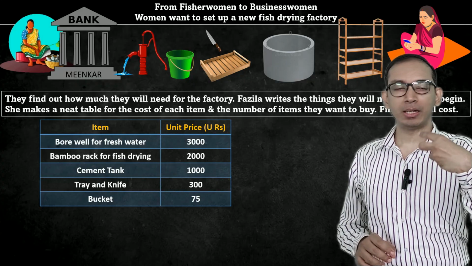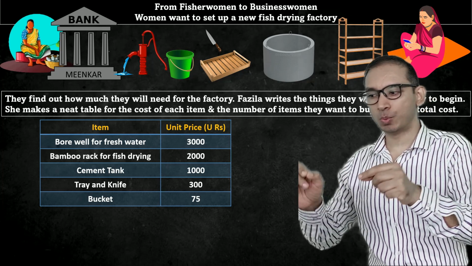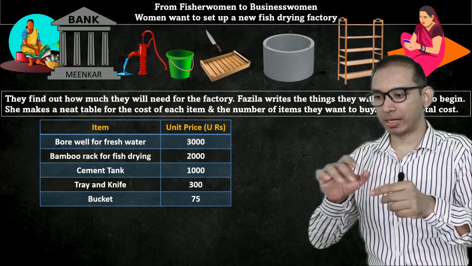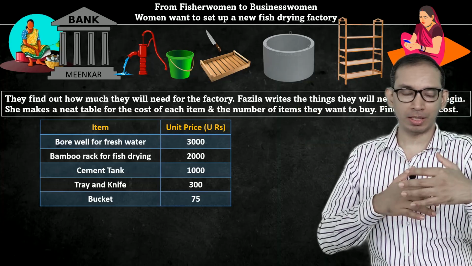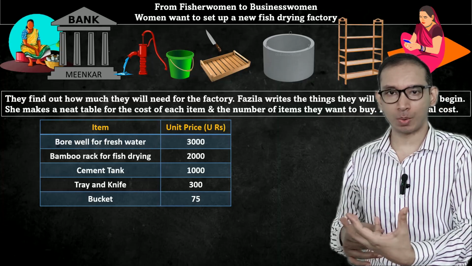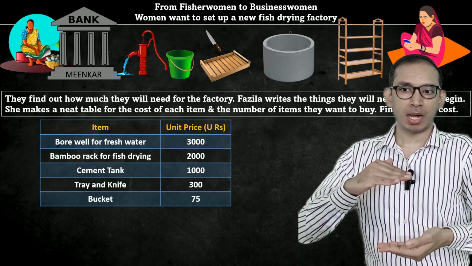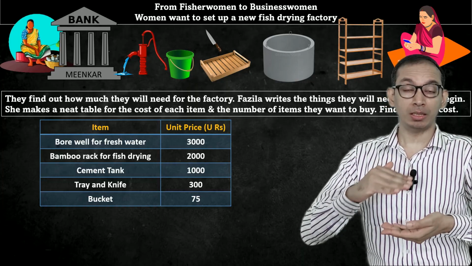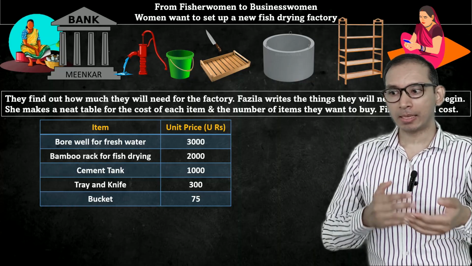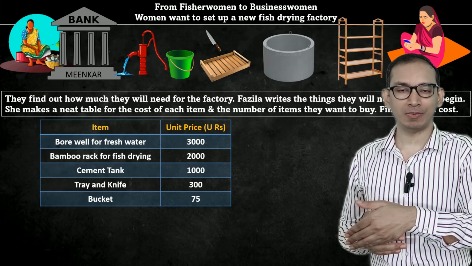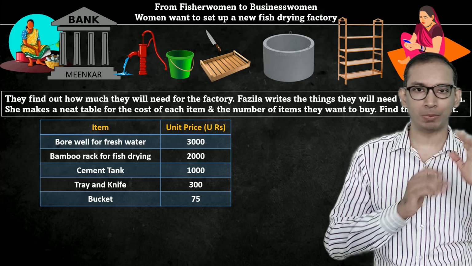So she tries to find out the unit price. So the price for one bamboo rack, the price for one bucket, the price for one tray and knife. She makes a list of all that, and then of course she's going to make another list of how many of each you require. That will help all the fisherwomen understand how much money they require to just get things started. That's your basic first investment, and then they will look into the bank savings, whether the bank has enough reserve or enough money to fund their project.